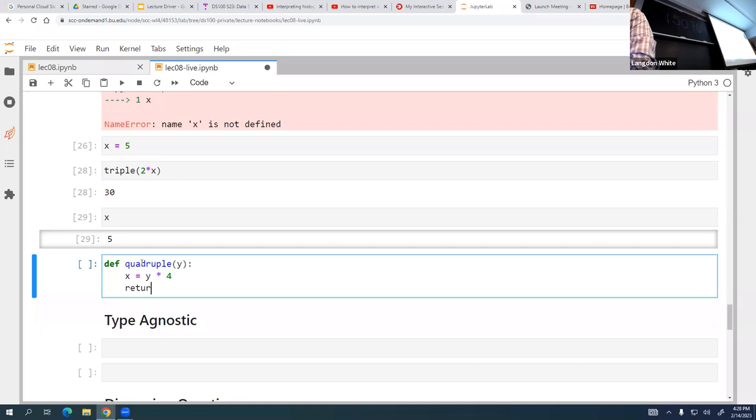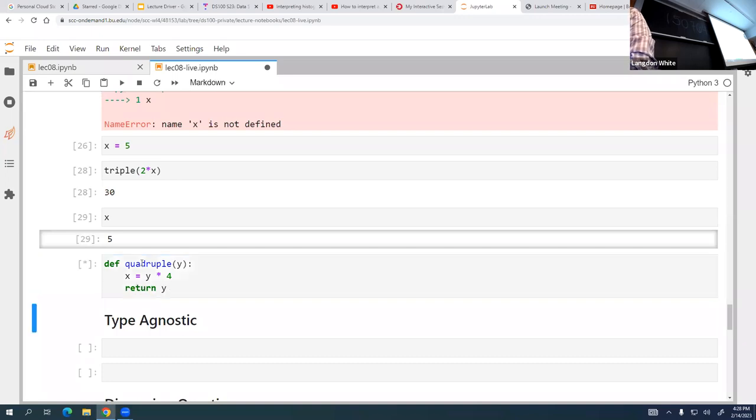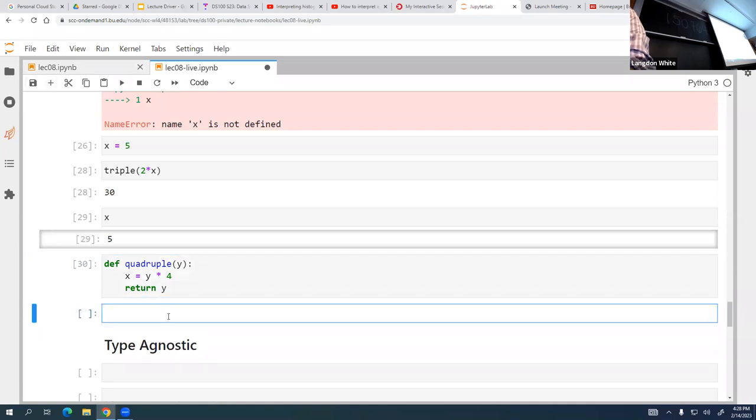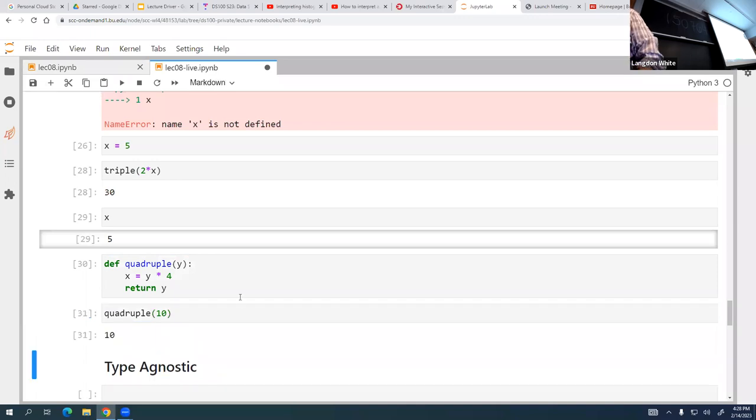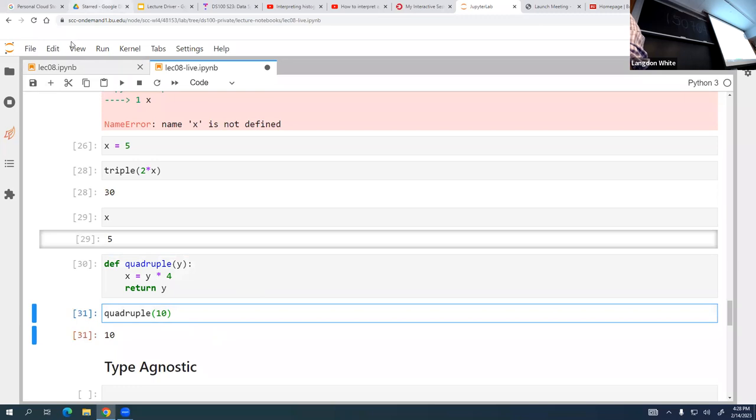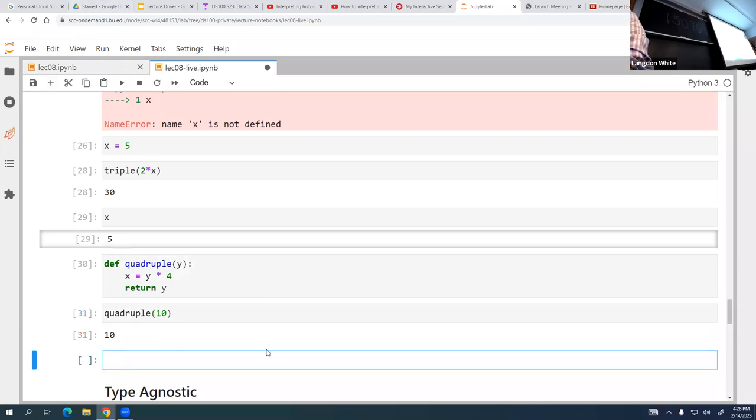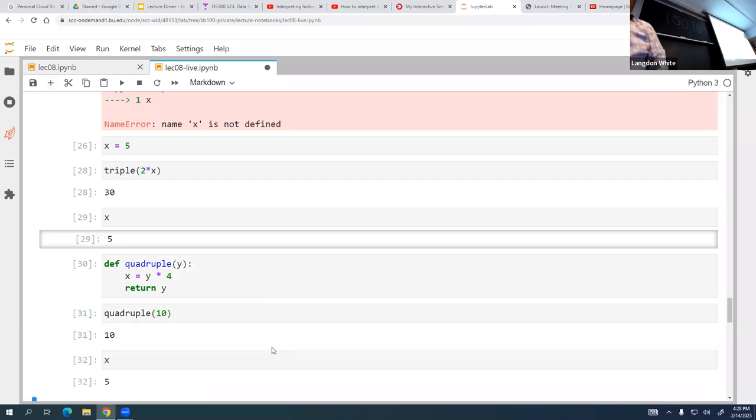And then return y, okay? And then if I call quadruple, okay, so that'll give me 10 as expected, but what is x equal to? Still equal to 5, right?